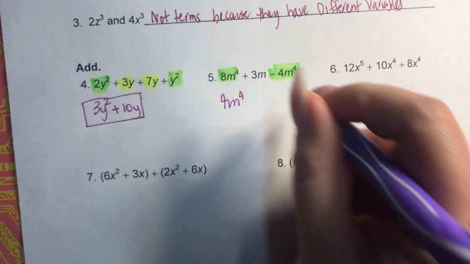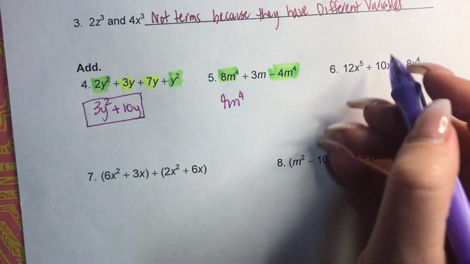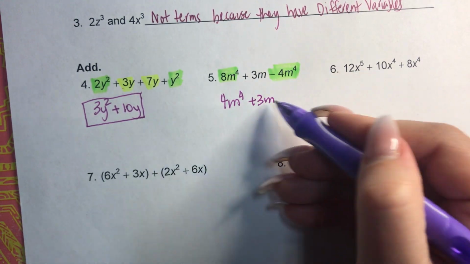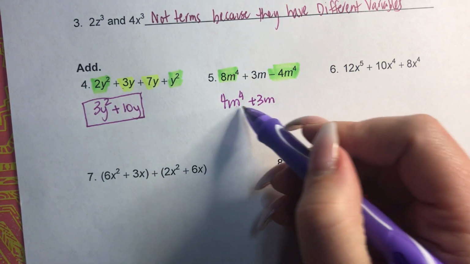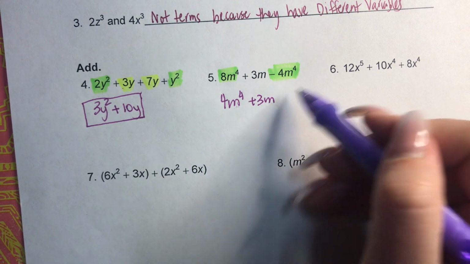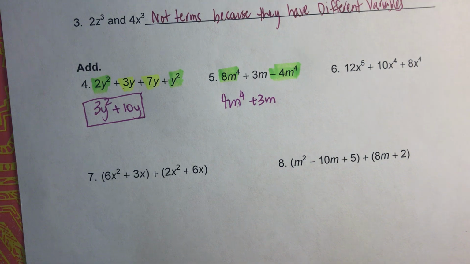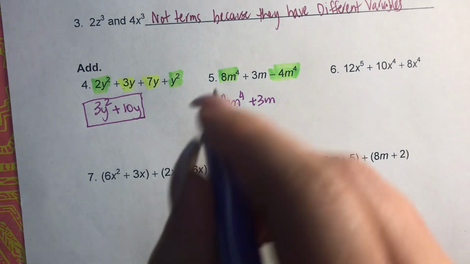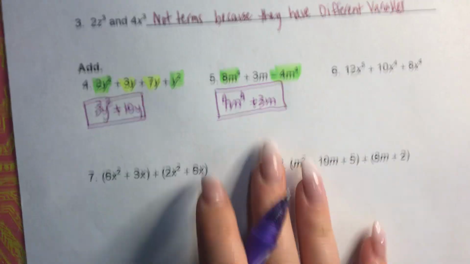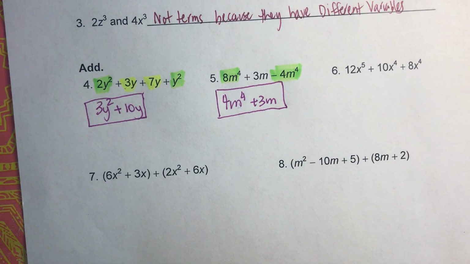M to the 4th power, right? We're always starting with the one with the highest degree. And then we just go plus 3m. We can't combine these, right? Even though they have the same variable, they have different exponents. This is a 4 and this is a 1. So when they have different exponents, you can't combine them. Oops, sorry about that. I bumped it. Yeah, so that's the answer. So if you got that one right, great job. If not, just go ahead and fix. No problem.